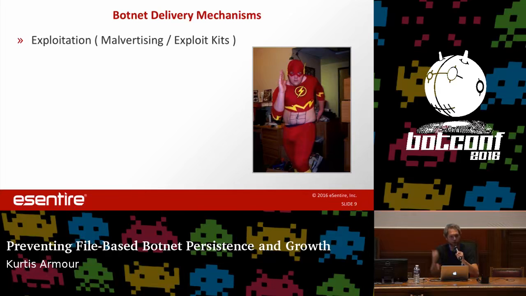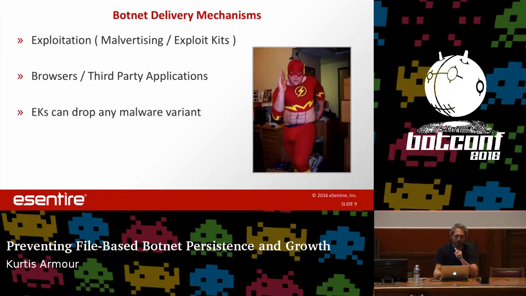Another common technique for getting onto a system is through exploitation. This is generally through malvertising and exploit kits, which target browsers and third-party applications. Flash is one of the most commonly exploited ones, so I always like to include this picture to represent that. And EKs can drop any variant of malware. It could be something that's attaching to a botnet, or it could be Locky or some other strain, but it really depends on who the EK owners are and what specifically they're dropping.